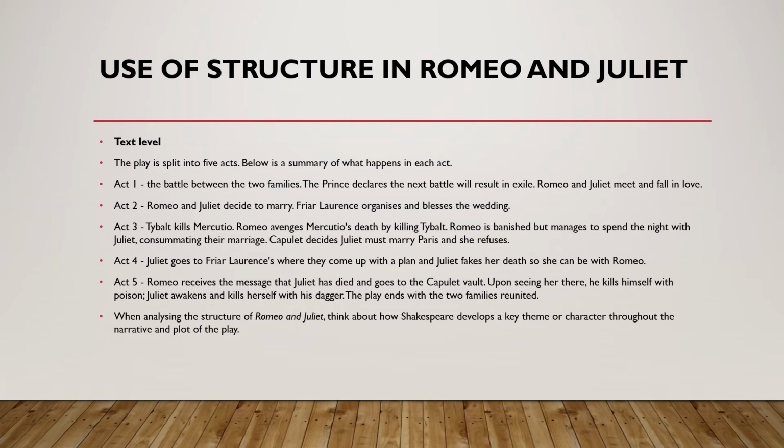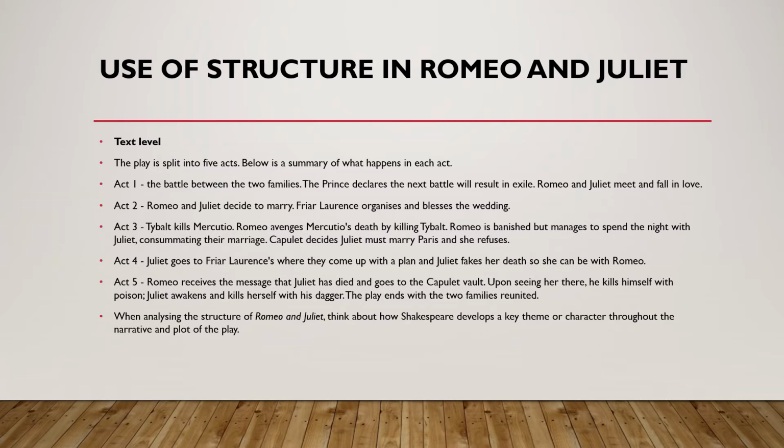So then, the use of structure within Romeo and Juliet at the text level. The play is split into 5 acts. That's almost like 5 chapters in a novel or 5 episodes of a TV series. And outlined here is a summary of what happens in each act. In Act 1, we've got the battle between the two families, where the prince declares that the next battle will result in exile. Romeo and Juliet meet and they fall in love.